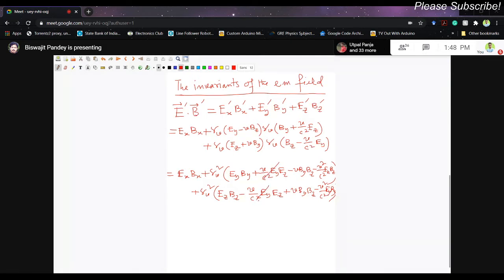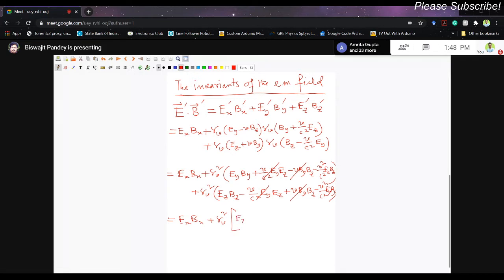Which term will we cancel? Minus v by bz gamma v square is here, plus v by bz gamma v square. So this term will get cancelled. Then if we write Ex Bx plus gamma v square, let us take Ez Bz common.